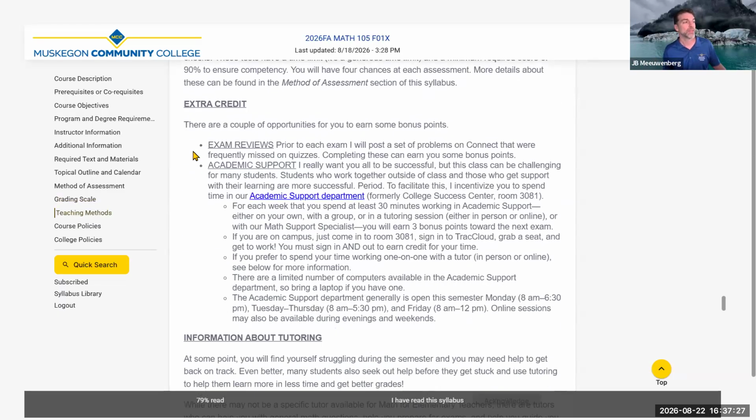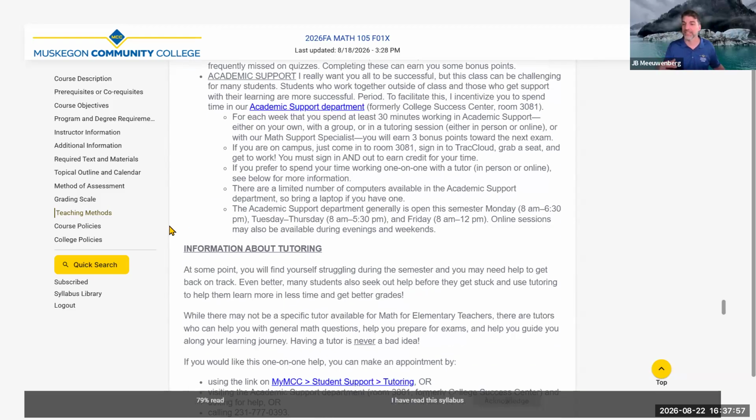As I scroll down, there are a couple opportunities for some extra credit. Before each exam, I'm going to give you some problems that were frequently missed from that half of the semester, and I'm going to give you another opportunity to work through those for some bonus points. Also, academic support is basically tutoring, coming into the academic support department if you live local. The information about how to do that is here. So it's basically like connecting yourself with some of the resources. So there's an opportunity for some bonus points.